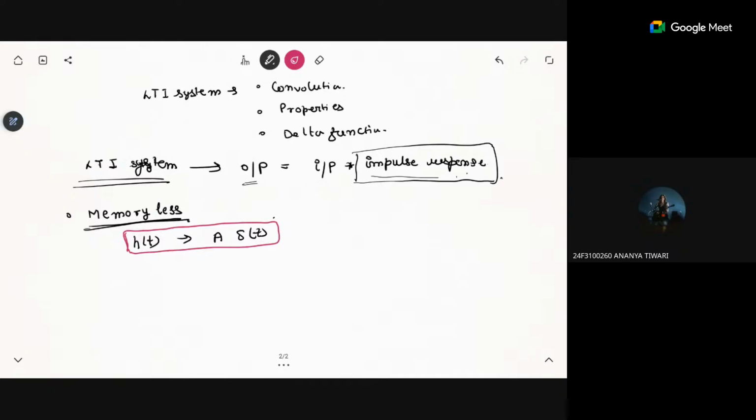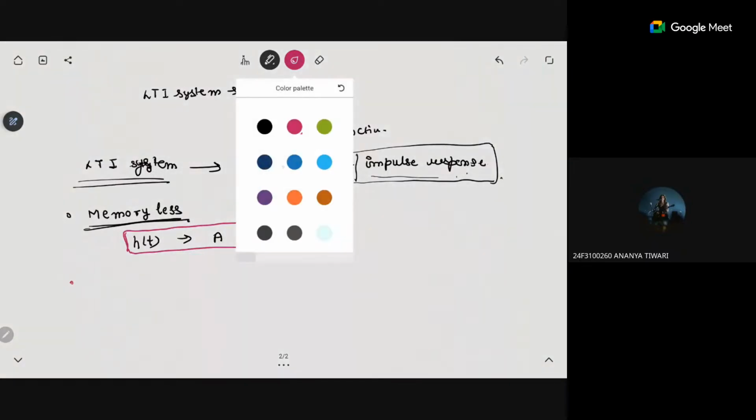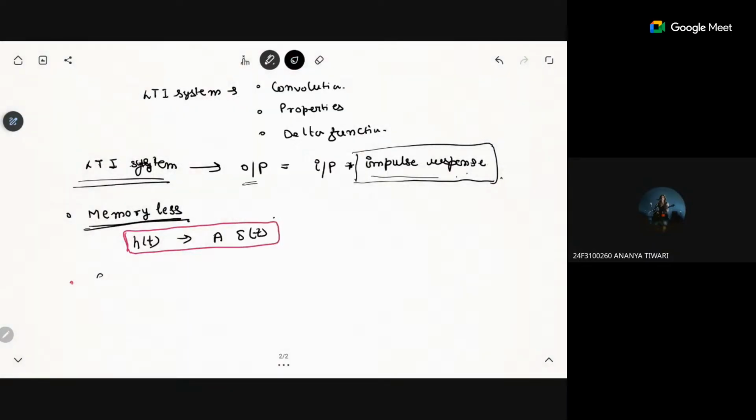Okay, so everybody understood the logic behind why h(t) is equal to a delta(t), and that other than that will result in a memory-based system, right? So this is one. Now the second is causality.